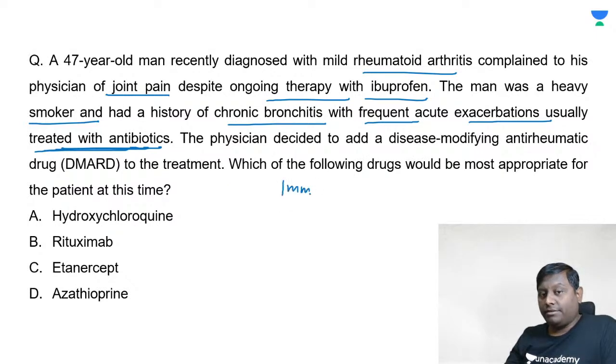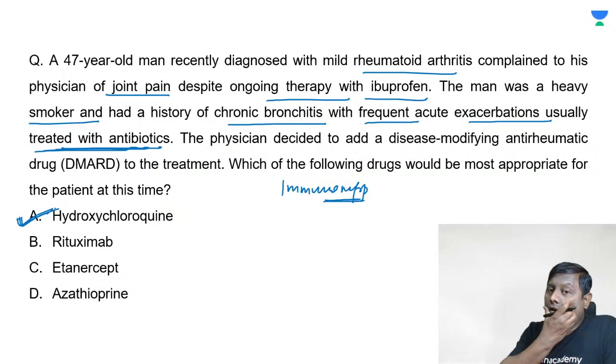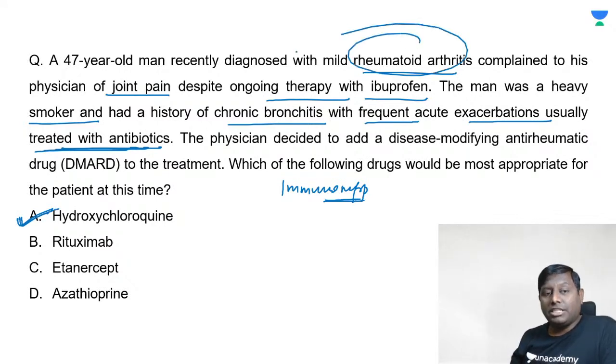Immunosuppressants that we are having are usually not very much preferred. But if they are asking DMARDs, which is very frequently preferred, it is HCQ that is going to be preferred, right? For this patient who is having rheumatoid arthritis, remember, HCQ is one of the preferred DMARDs, right?